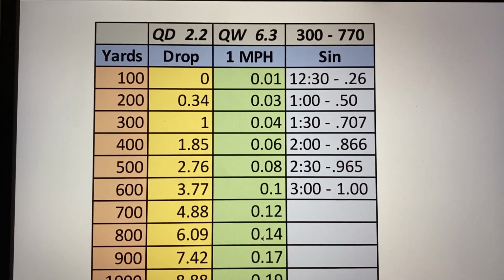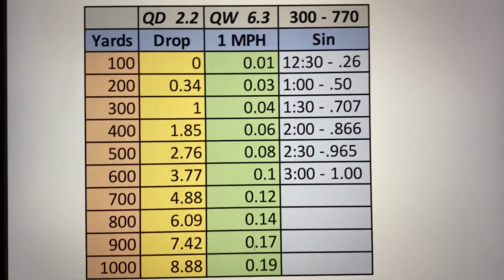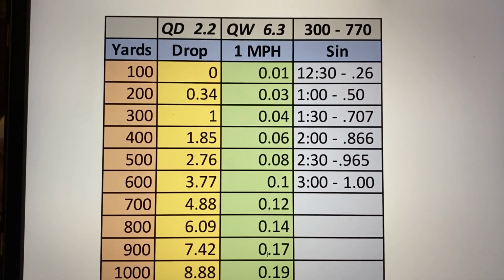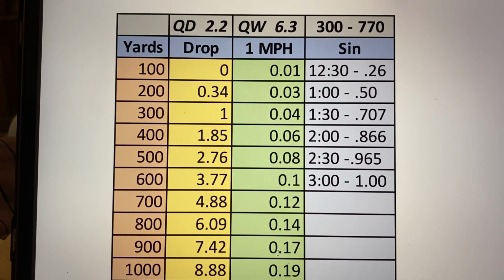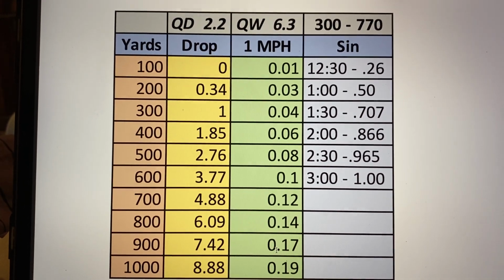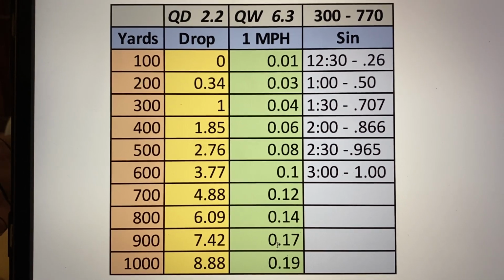The 300 at the top right, 300 through 770, that's going to tell me that my quick drop number is going to be accurate within 0.2 mils between 300 and 770 yards. 0.2 mils or less, depending on what number I went with.